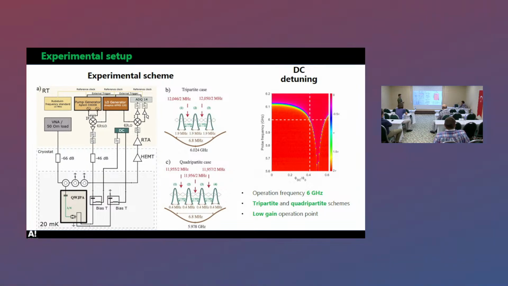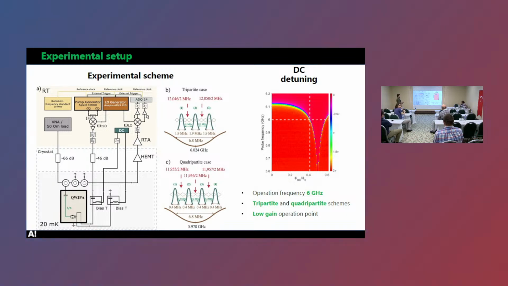And as you can see here, the JPA that we're working with has a very narrow band because it's a high quality factor device. And here the bandwidth is only about 7 megahertz. So we basically define these modes with less than 2 megahertz bandwidth. In the quadripartite case, we squeeze them and define less than 0.5 megahertz. And that's kind of arbitrary, so we can define these modes as we like, and then basically fit as many modes as possible.